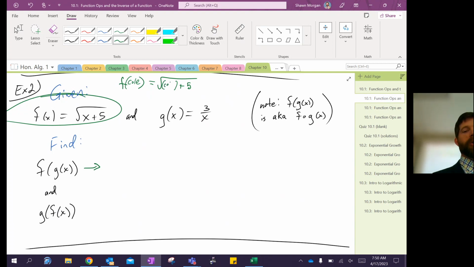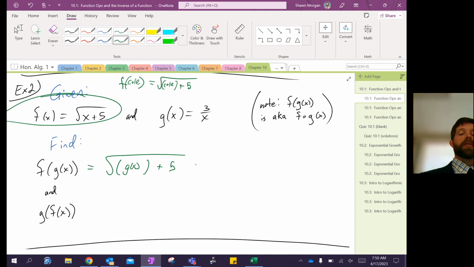Yeah, square root of coal plus 5. Okay, so you get the idea. The rule says whatever's in the parentheses, add 5 and take the square root. So when I see f of g, I'm going to say square root of g plus 5. That function g gets inserted into the function f.